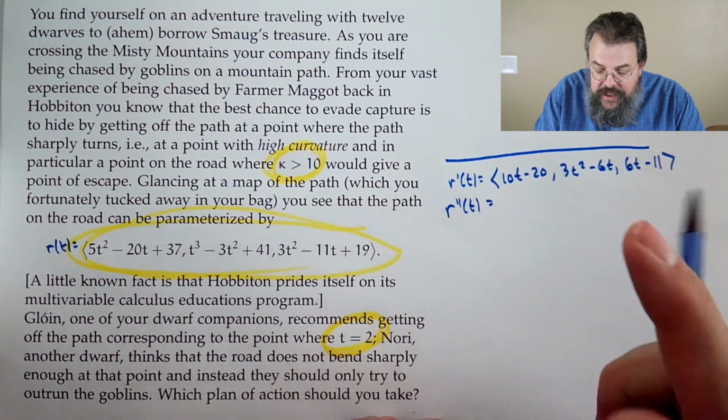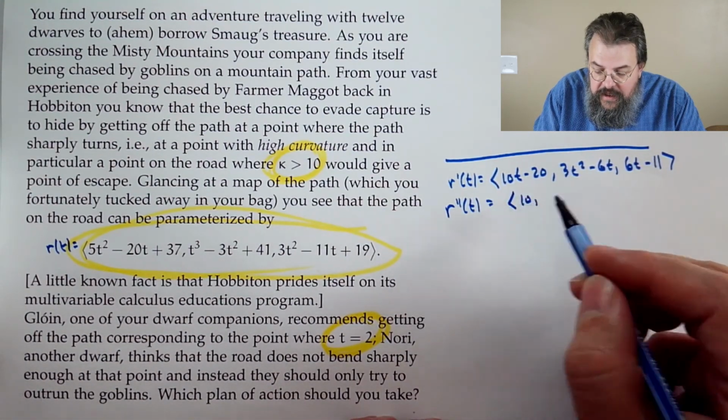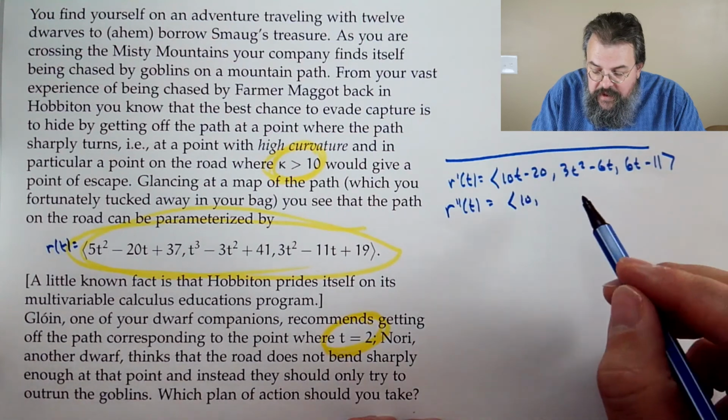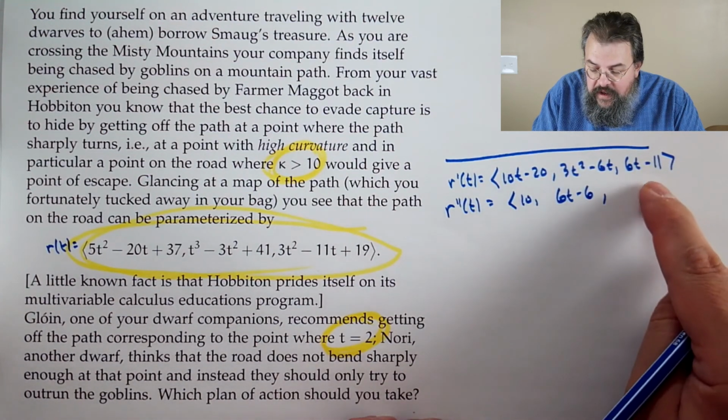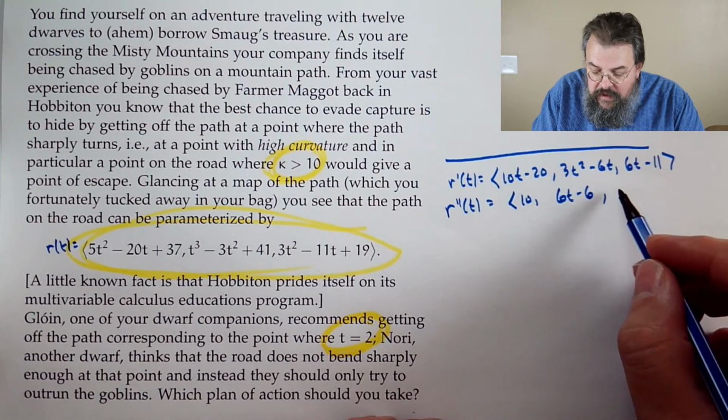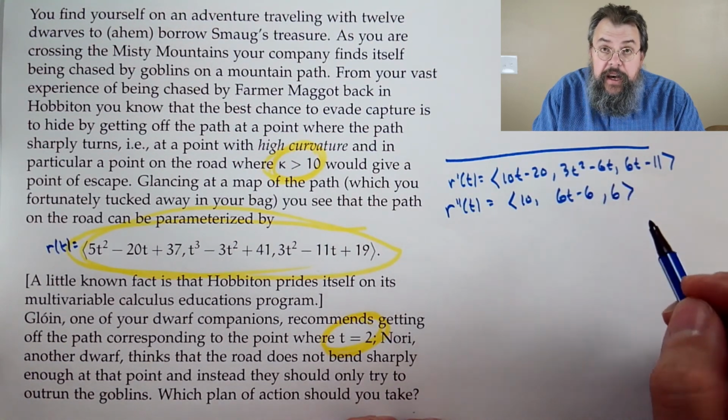Our r double prime, okay, derivative of each entry, 10. Here it would be 6t minus 6. And here it would be 6. Okay, it's not so bad.